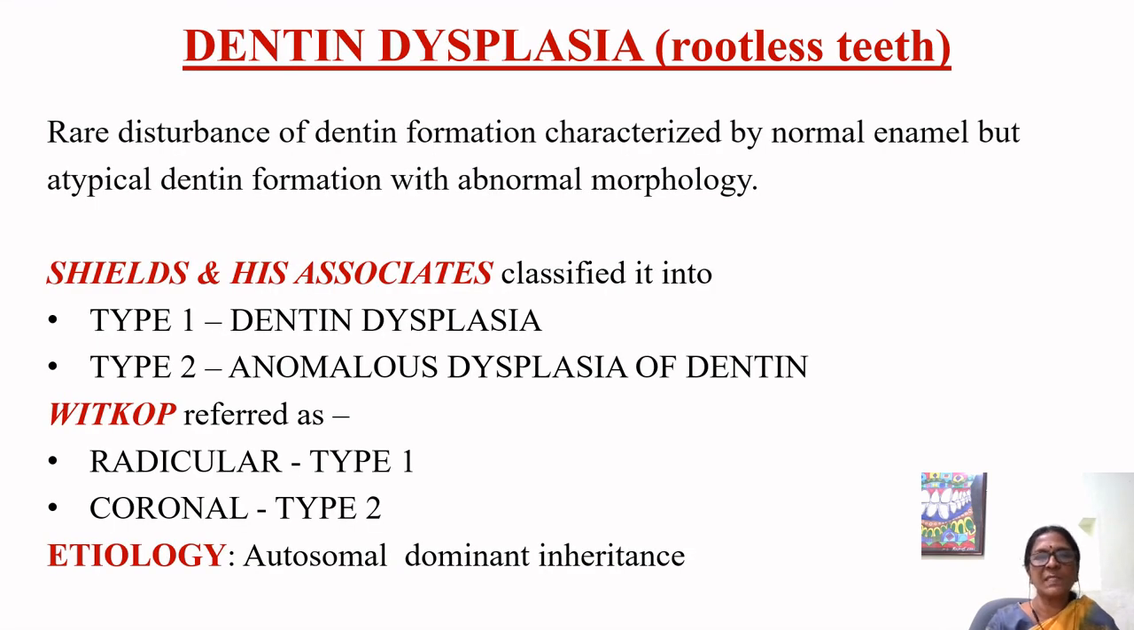Dentin dysplasia, or rootless teeth, is a rare disturbance of dentin formation characterized by normal enamel but atypical dentin formation with abnormal morphology. Shields and his associates classified it into type 1 and type 2 dentin dysplasia, and Witkop referred to it as radicular and coronal type of dentin dysplasia, inherited as autosomal dominant.